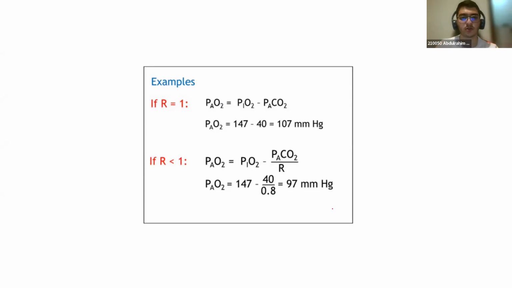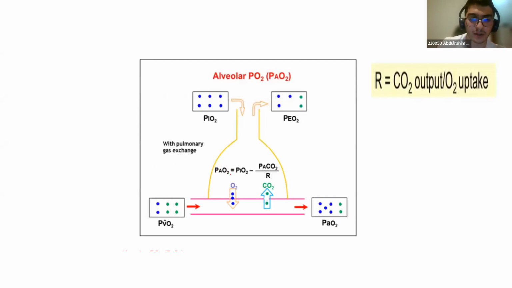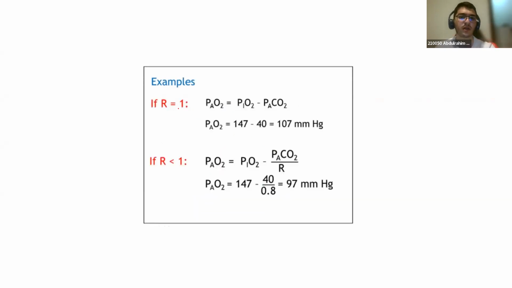Okay, I'm sorry, I'll repeat what I've said. My point is, from the alveolar pressure of carbon dioxide, you can know the alveolar pressure of oxygen, mainly using this equation. Oxygen uptake is the same as the partial pressure of carbon dioxide divided by R. We will have similar questions, don't worry. Here, considering that R is equal to 1, you take 147, which is also assumed, minus 40, the assumed alveolar pressure of carbon dioxide, and subtract them. However, when R is not 1, you have to divide by R, because any number divided by 1 is the same.